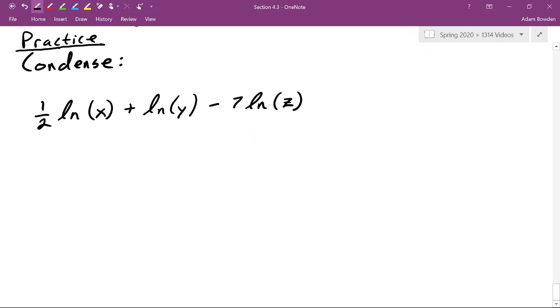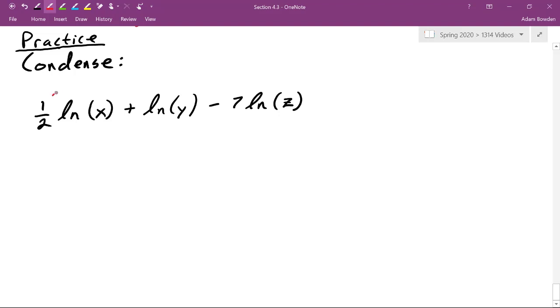So here's a practice example to try on your own. Pause the video here and see if you can condense these together into a single logarithm. And when you start the video back up, I will go ahead and show how it's worked out.